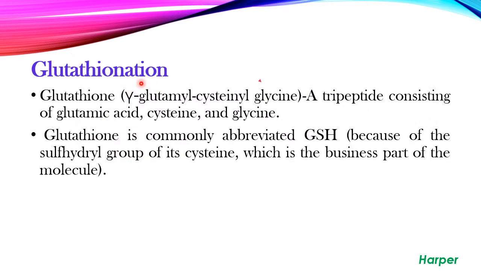The third most important reaction of phase 2 is glutathionation. That is basically addition of glutathione to xenobiotic. As you know, glutathione, which is also called gamma-glutamyl cysteine-glycine, is a tripeptide, and it contains 3 amino acids: glutamic acid, cysteine, and glycine. It is also abbreviated as GSH. G is for glutathione and SH indicates the sulfhydryl or thiol group of its cysteine amino acid, and this shows that the sulfhydryl group is present in its reduced form.